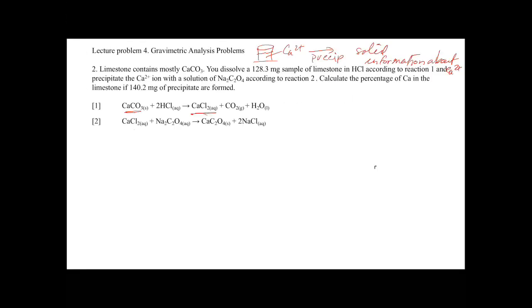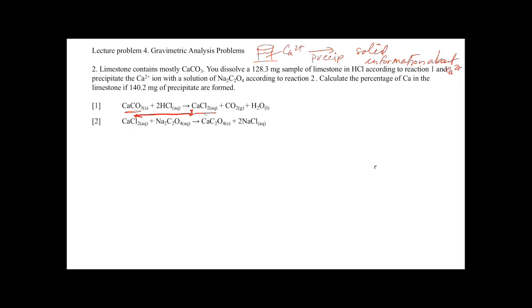Now the fact that we have two reactions here just means that we can use the stoichiometry going across. So whatever came out of the first reaction is going to go into the second reaction, and so on and so forth. So whatever calcium chloride we make from the first reaction is going to go into the second reaction. So we'll look at that in a second.